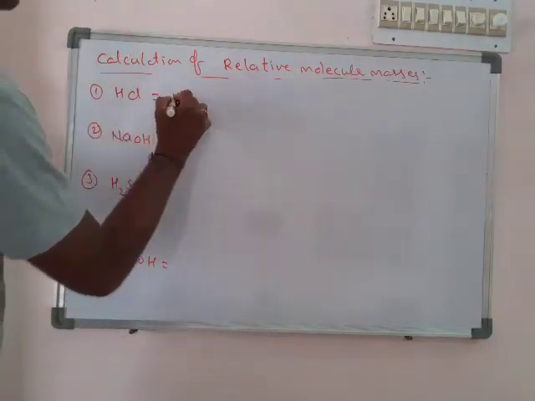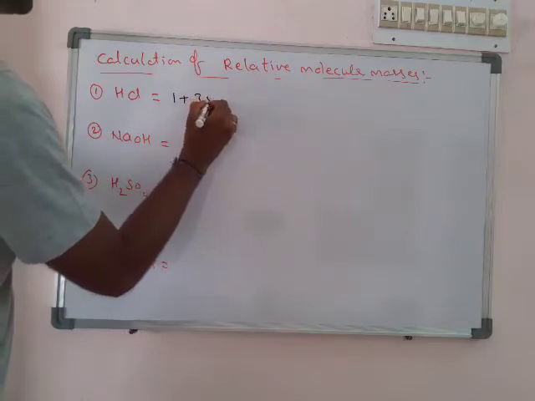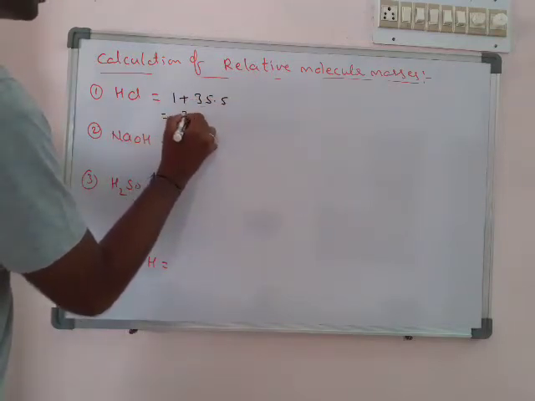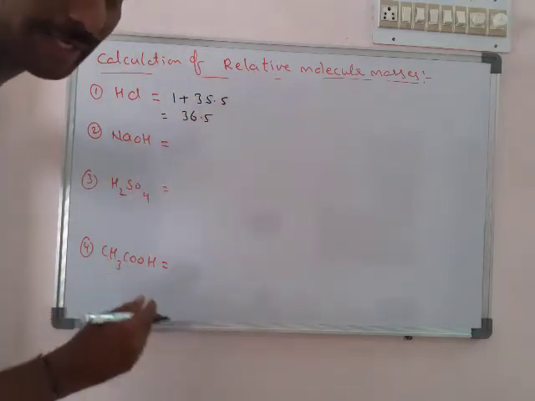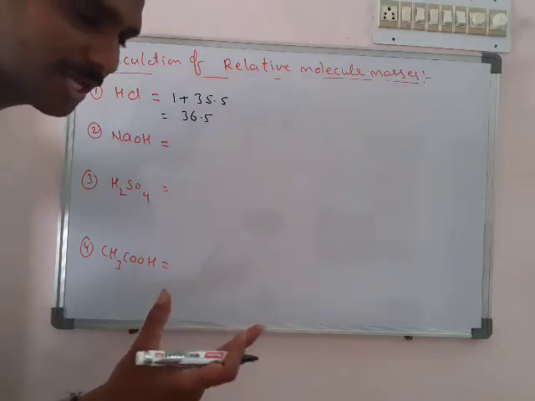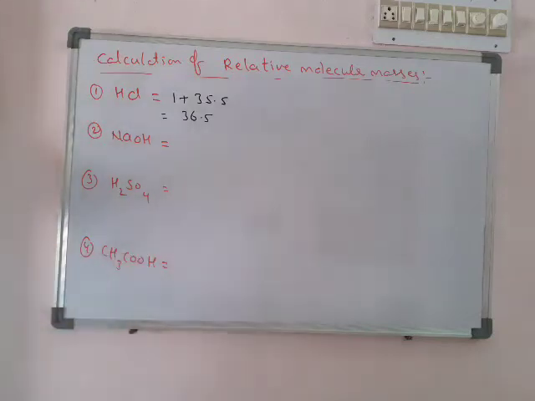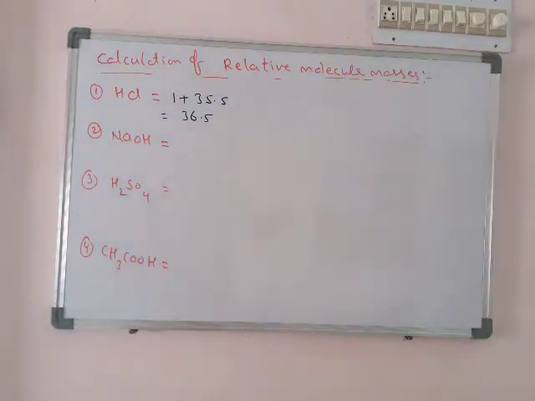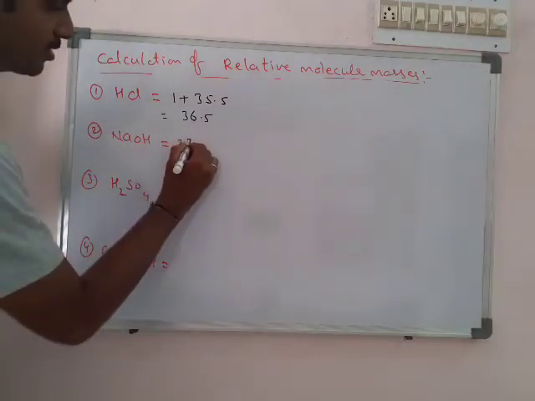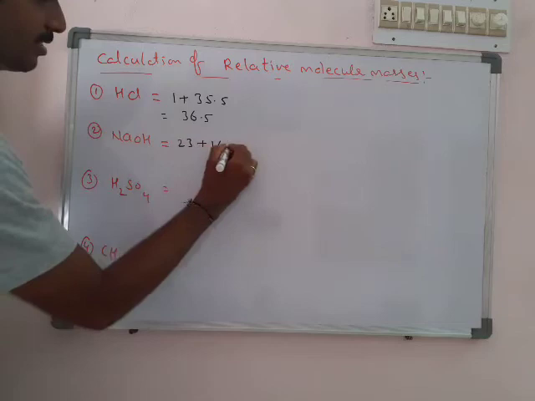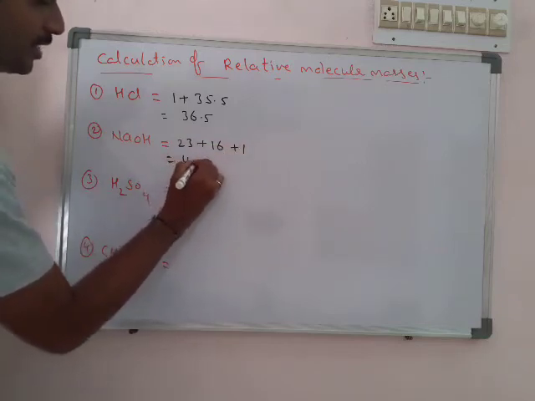So hydrogen atomic mass how much? 1. What is the chlorine? 35.5. So you will get 36.5. Just we need to add the atomic masses. To find the molecular mass, you must know the atomic masses. Okay. So sodium how much? That is 23, oxygen 16, hydrogen 1, you will get 40.